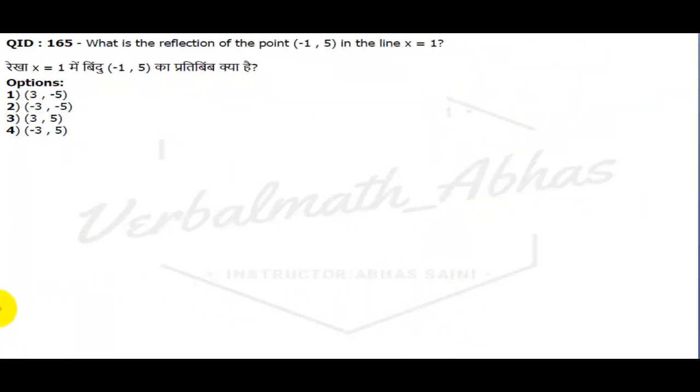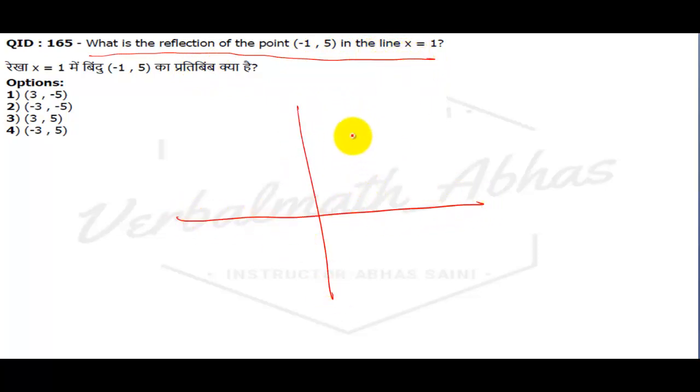Now you will get 3D coordinate questions in this shift also. As you have seen, a 3D coordinate question was asked in the morning shift of 6th August, a 3D coordinate question is also asked in the evening shift of 3 August. So this is the question in front of you. What is the reflection of the point minus 1 comma 5 in the line x equals 1, which means the mirror is given as x equals 1. So this is your x equals 1, and the given point is minus 1 and 5. So this is your given point.